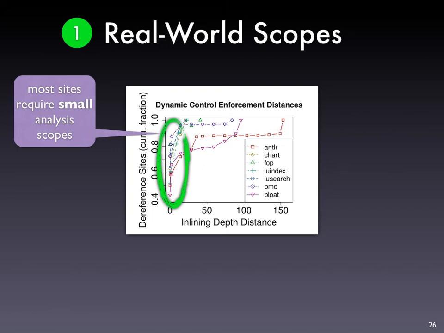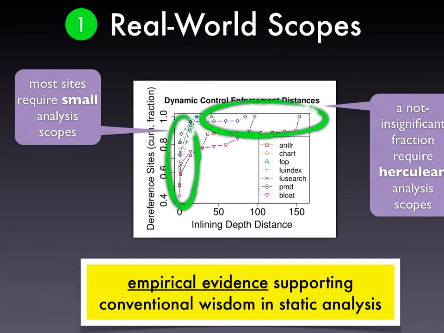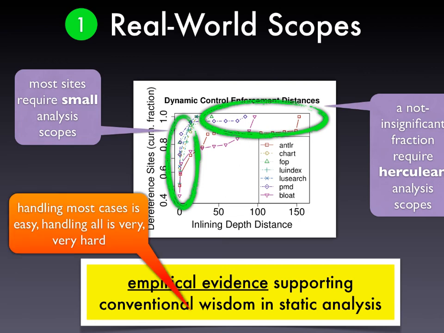There's really two interesting things going on in this graph. The first is that most sites require small analysis scopes. And the second is that a not insignificant fraction require Herculean analysis scopes. This gives empirical evidence supporting the conventional wisdom in static analysis that handling most cases is very easy, but handling all is very, very hard.